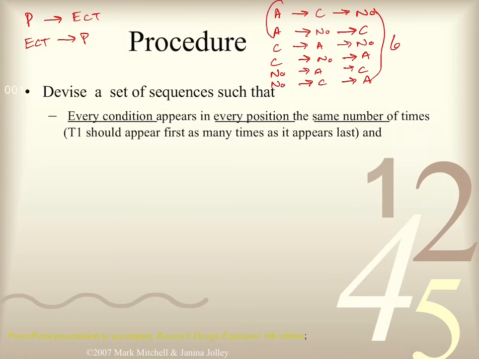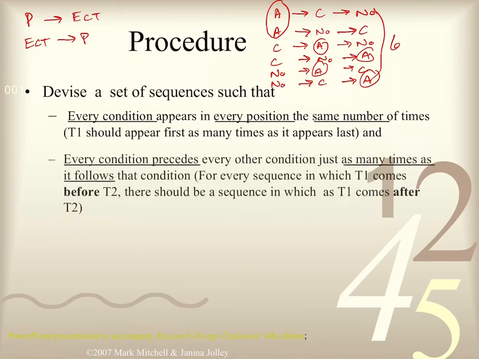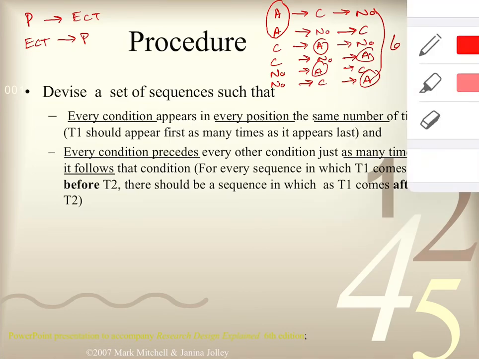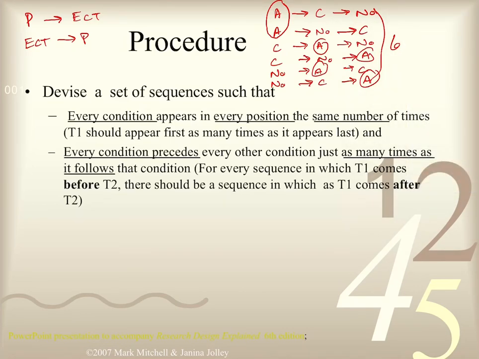So for instance, alcohol appears as many times in the first as it does in the second, as it does in the third. Each one of the conditions appears in each time position 2 times. And every condition precedes every other condition just as many times as it follows that condition.